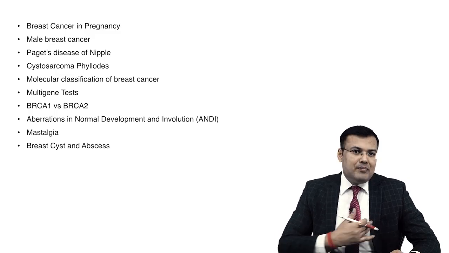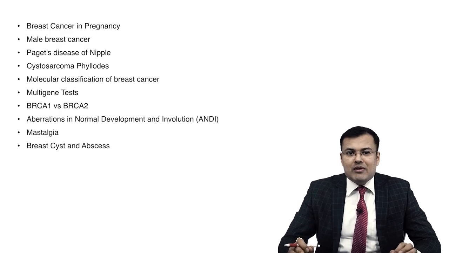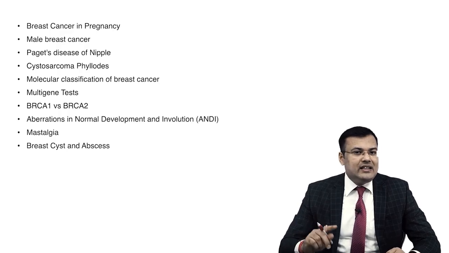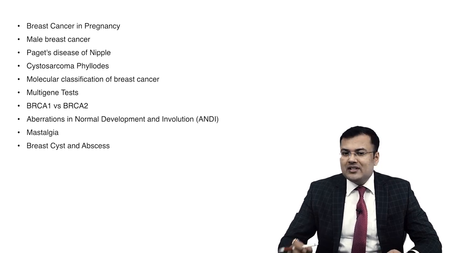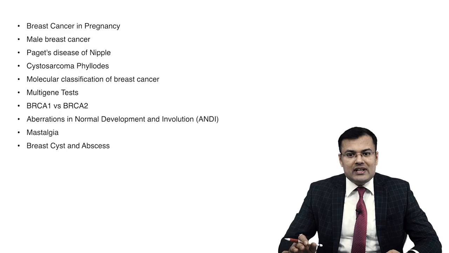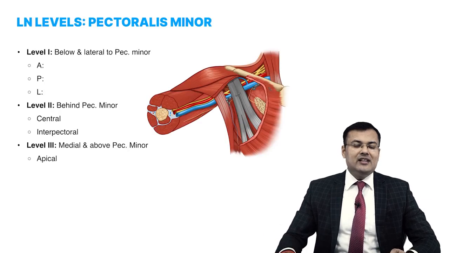male breast cancer, Paget's disease of nipple, molecular classification of breast cancer, cystosarcoma phyllodes, multi-gene test, and then we will be discussing the comparison of BRCA1, BRCA2, aberrations in normal development and involution, that is ANDI, mastalgia, and at the end we will be discussing breast cyst and breast abscess. So let's start first. See the lymph node levels.